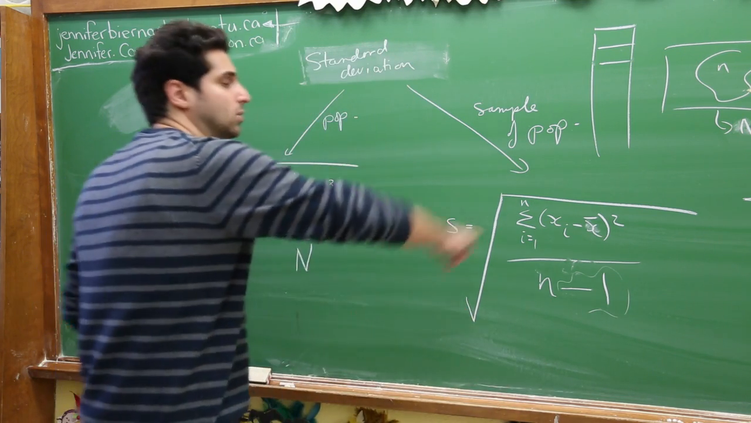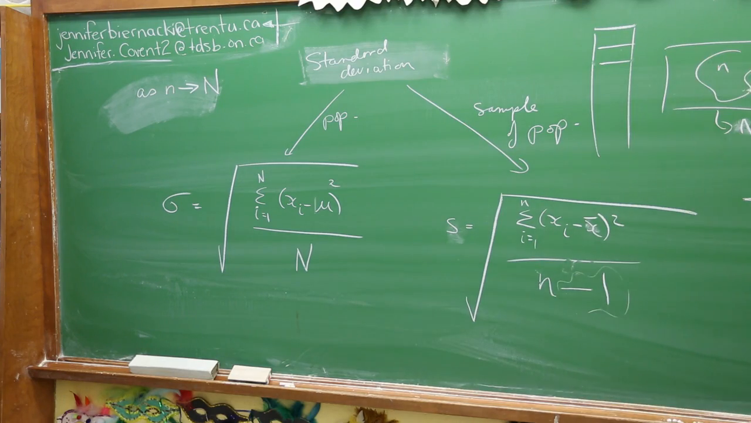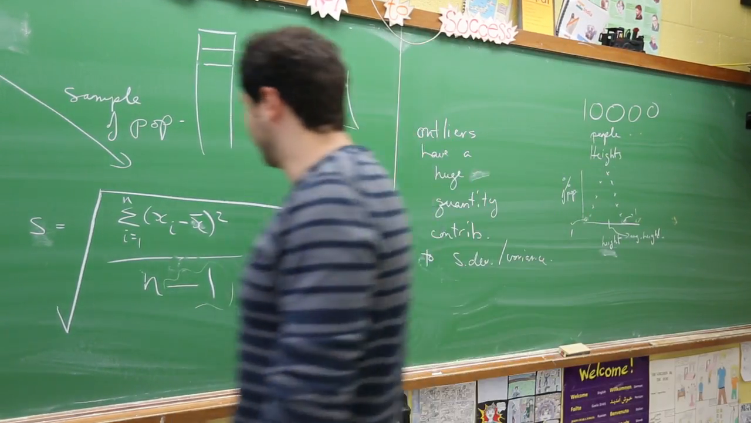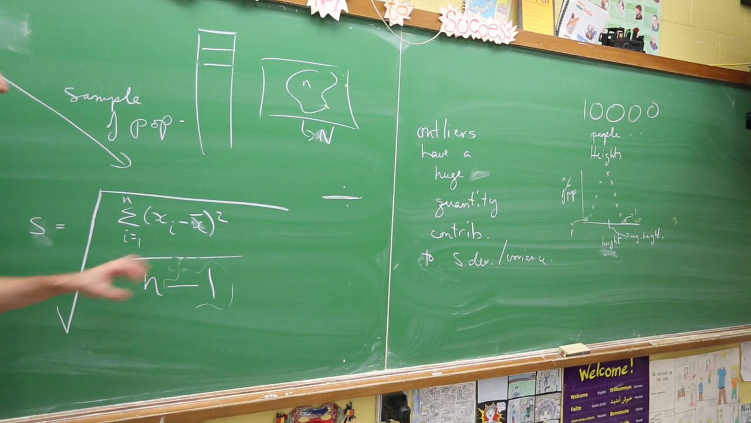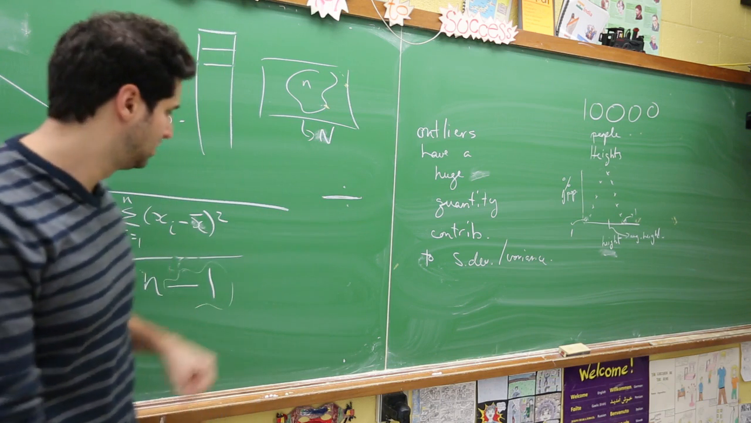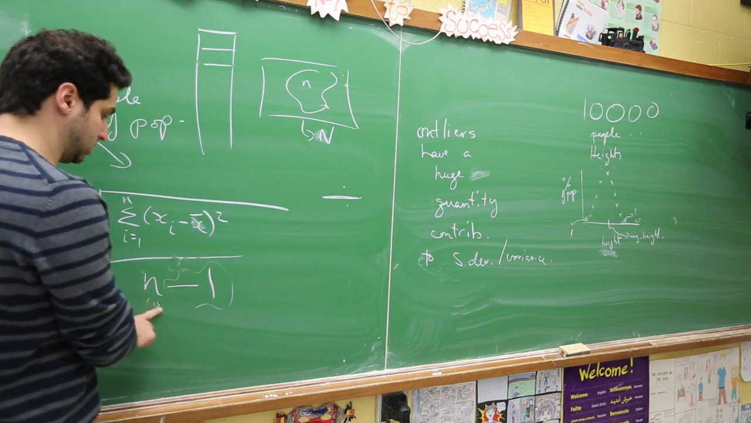So let's say you weren't dealing with 100. Let's say you were dealing with a population of 10,000. If you only sampled 10 of those 10,000, then you'd have 10 minus 1, which is 9.